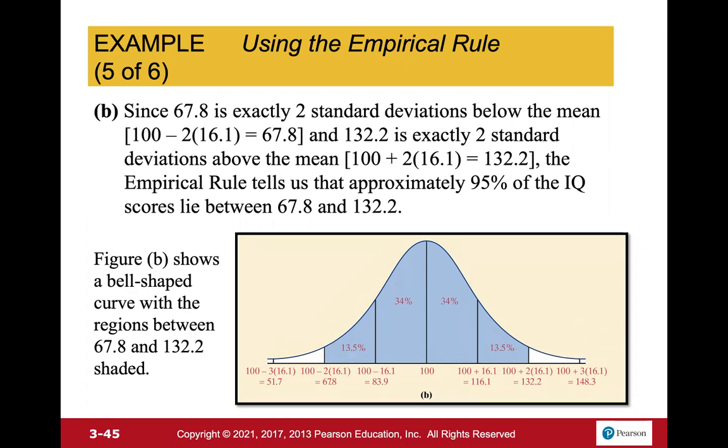All right, so for part B, since 67.8 is exactly 2 standard deviations below the mean, and 132 is exactly 2 standard deviations above the mean, we would just add these different percentages together and come up with 95% of the data. So ours again was a little bit different because we used a different standard deviation. I just rounded up or rounded down to 16. They kept that 16.1 there.